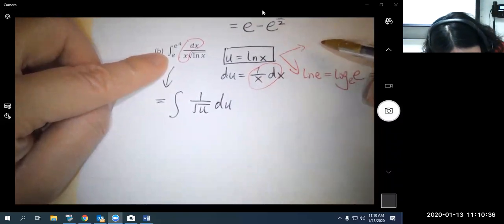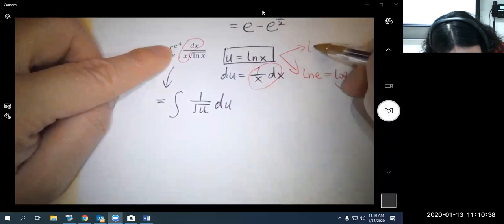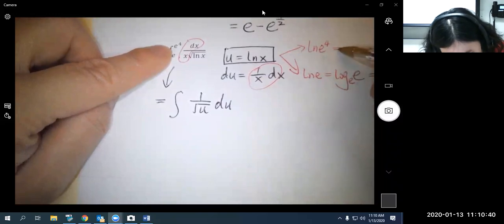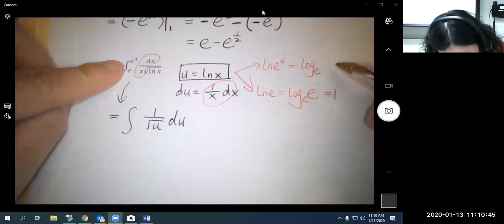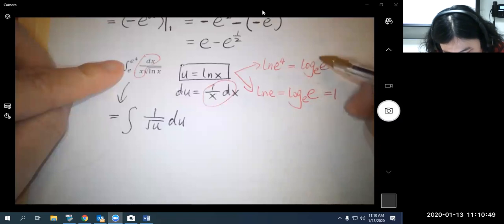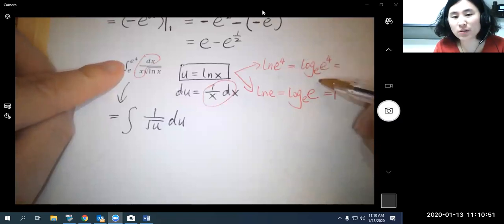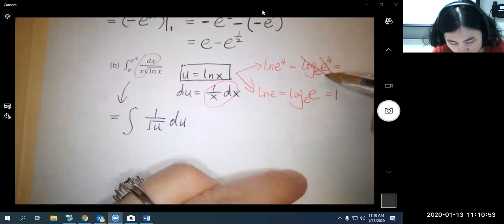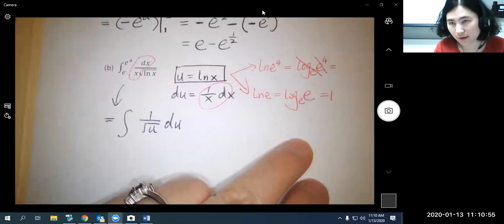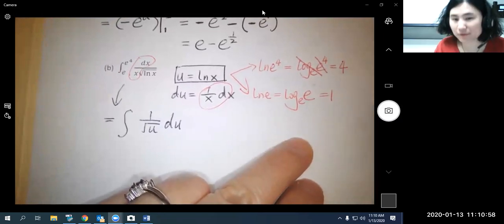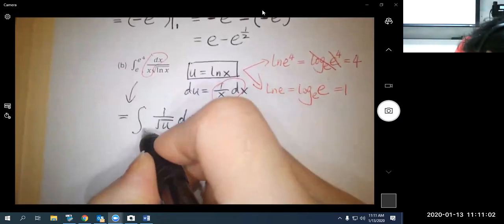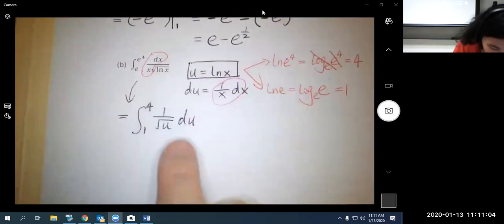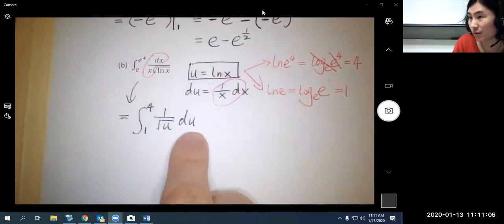When x equals e to the 4th power, ln e to the 4, so this is log base e of e to the 4th power. Remember that property, the natural exponential and natural logarithm are what? Inverse functions, they cancel, right? So we have a 4 left. So the integral from 1 to 4 of 1 over square root of u du.